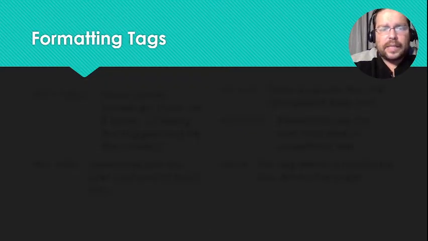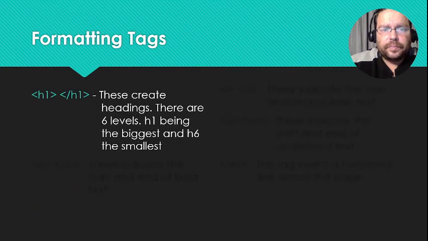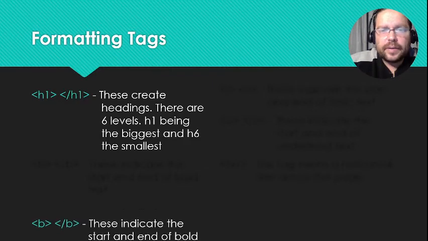Alright, now we're going to be looking at some formatting tags. The first few we're going to be looking at are the heading tags. Now I just put H1 as an example, but it does go all the way to H6. So this creates headings. There are 6 levels, H1 being the biggest and H6 the smallest. You just need to make sure that if you are using an H1 opening tag, you got to use an H1 closing tag. An H3 opening tag, it will be an H3 closing tag.